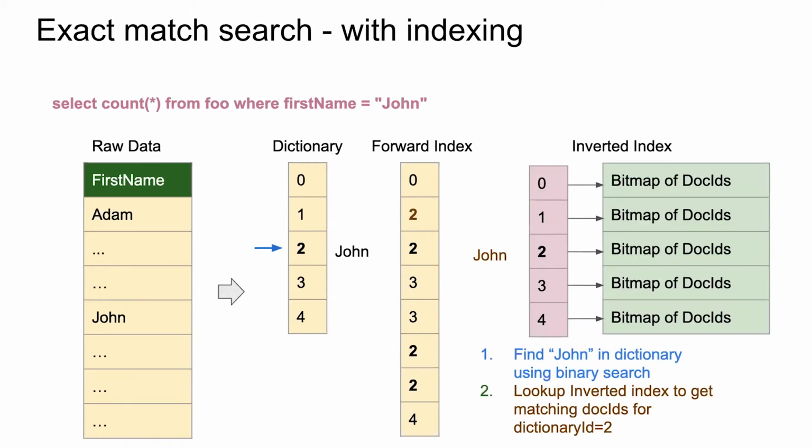Okay, so now how can we make it more efficient? Let's say there was an inverted index on the first name column. The first step of query processing remains the same. You binary search the dictionary for the predicate value John, and you get the dictionary ID. Then, instead of scanning the forward index, we look up the inverted index using that dictionary ID to get a bitmap of all the doc IDs corresponding to that dictionary ID. And then you use those doc IDs to count the number of records matching the predicate John. So this is much better than the previous approach, where we were scanning the entire table.